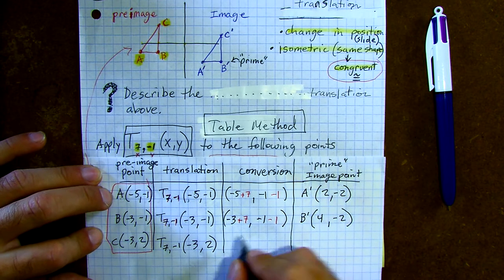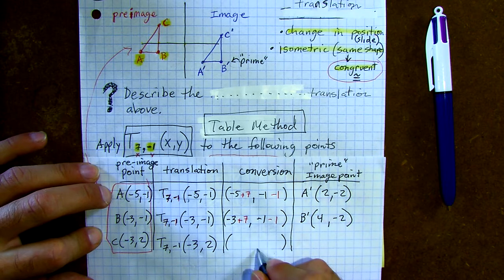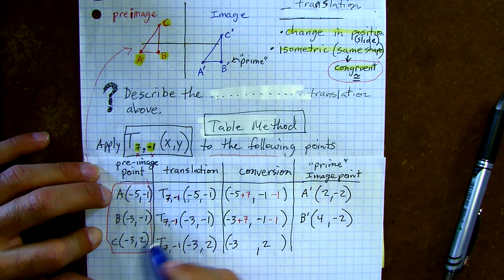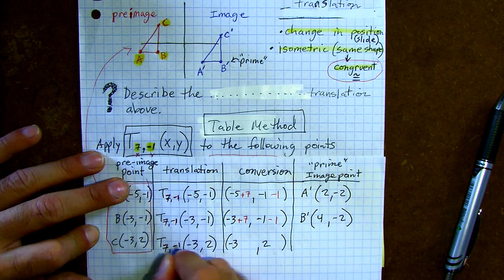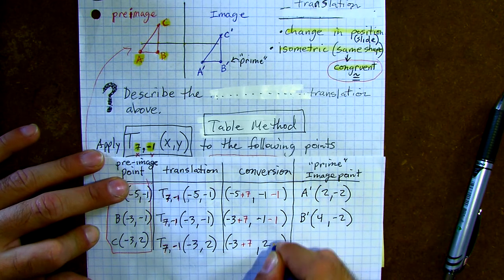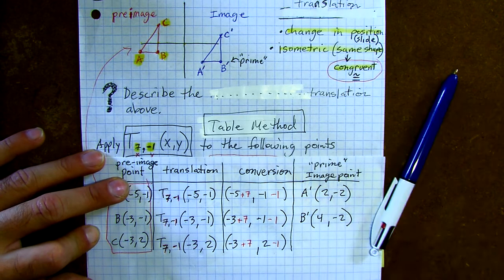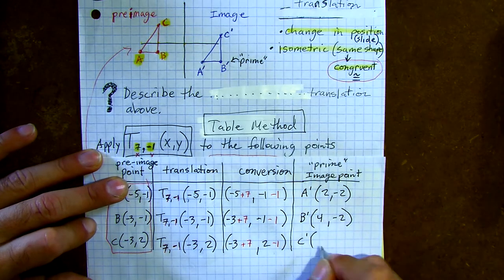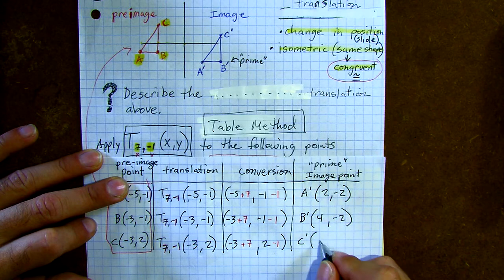Nice, Dylan. All right, let's set up our conversion area, -3, 2. Remember that the numbers are from the pre-image starting out here, and then what we're doing is we're adding 7 to x, we're minusing 1 from y. You see every time I'm doing it the same way. C prime then is what? 4, 1.